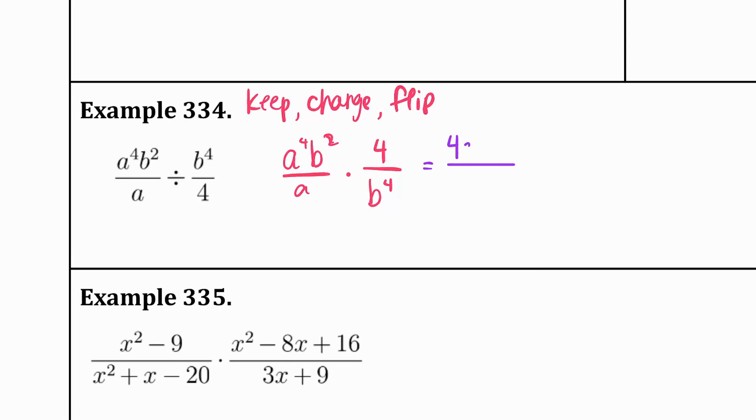On top, I get 4a to the 4th b squared divided by ab to the 4th. Nothing to cancel that 4 with, so I'm just going to leave it on top. For my a's, 4 minus 1 gives me a to the positive 3rd power. For my b's, 2 minus 4 gives me b to the negative 2nd power, or I can move it to the bottom and it becomes b to the positive 2nd power.